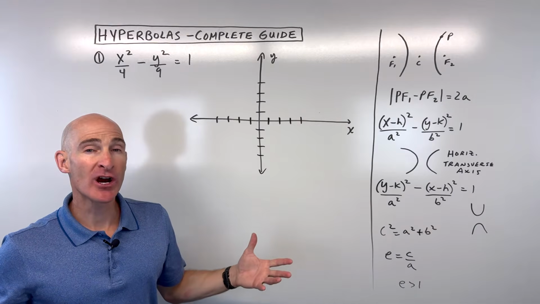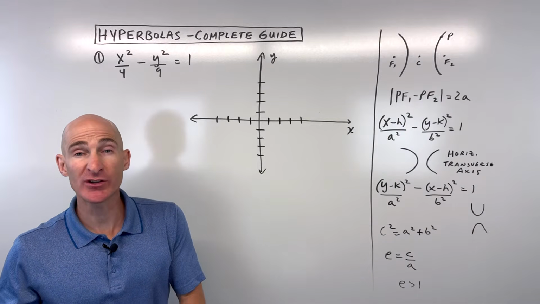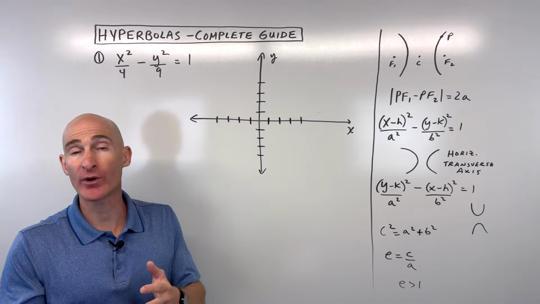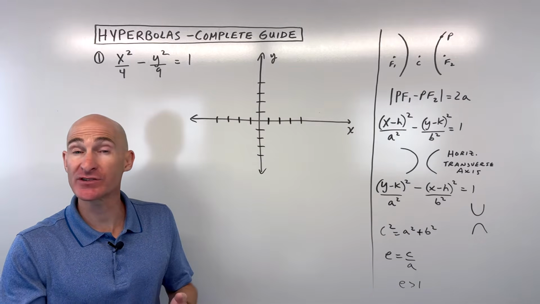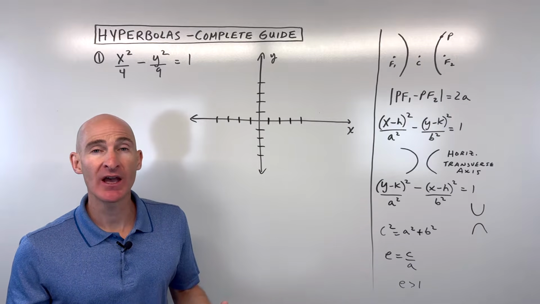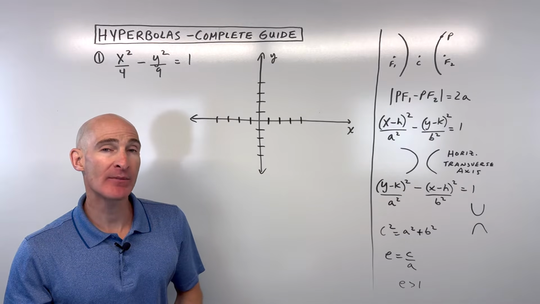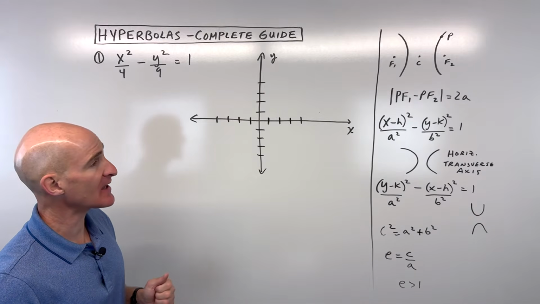In this video, we're going to talk about hyperbolas, and this is designed to be a complete guide for you. So we're going to be talking about how to graph hyperbolas, how to write the equations, how to find the vertices, foci, eccentricity, the asymptotes, how to write it in the standard form of the equation of a hyperbola. So 8 examples that we're going to go through, and we're going to talk about what exactly is a hyperbola.